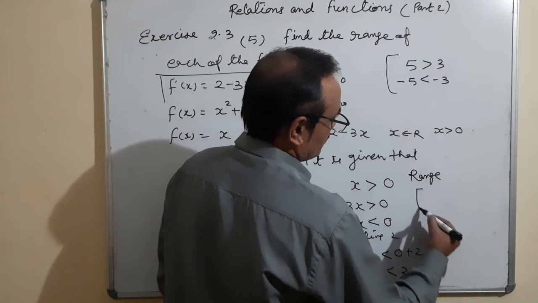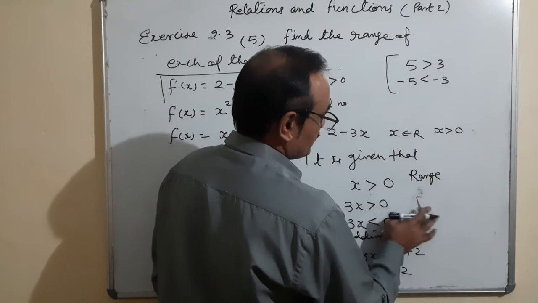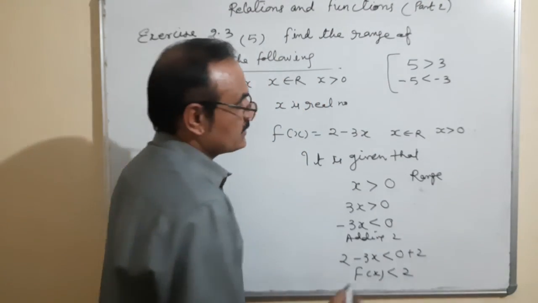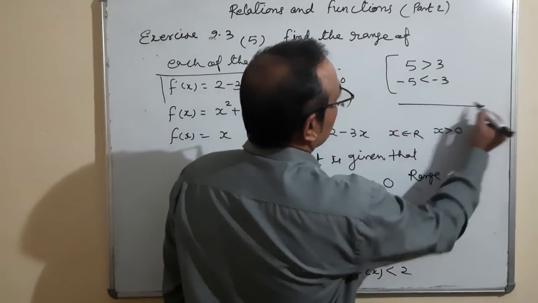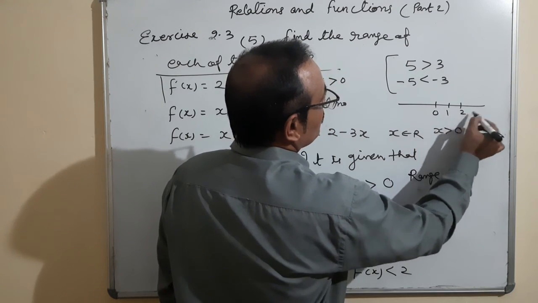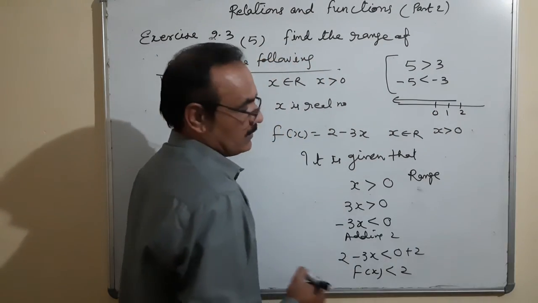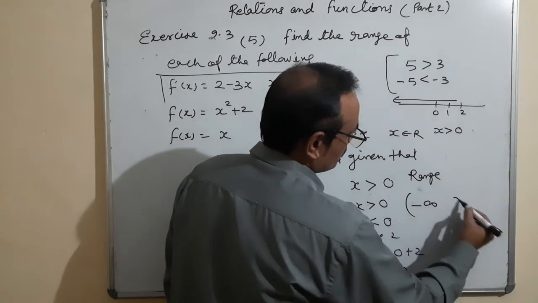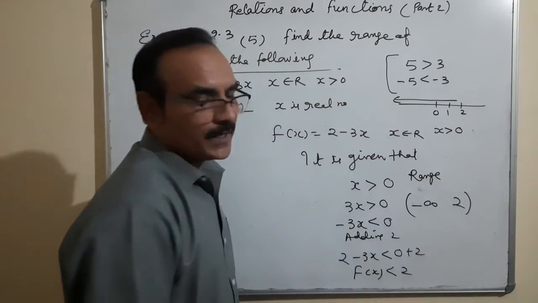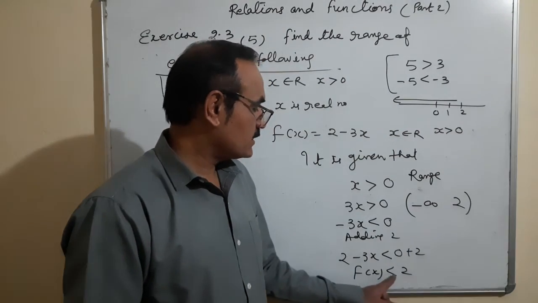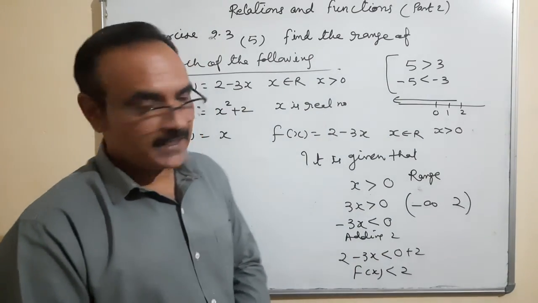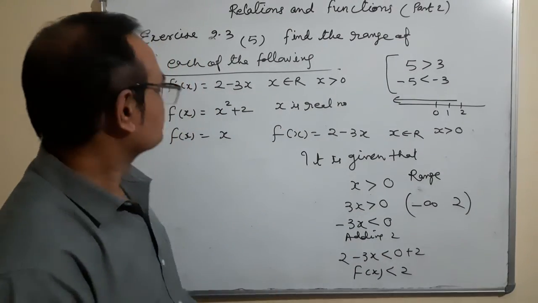The range of it is less than 2. So on the number line 0, 1, 2 here. That means minus infinity to 2, and it is also an open interval because 2 is not included, strictly less than 2. So that is the range of the first part.